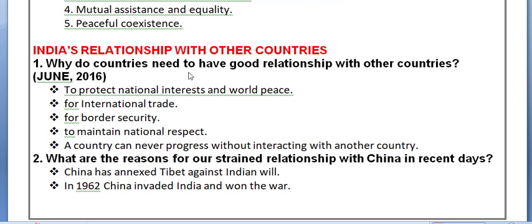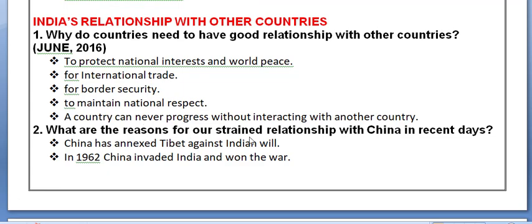The next question. India's relationship with other countries. Why do countries need to have good relationships with other countries? To protect national interests and world peace, for international trade, for broad security, border security, to maintain national respect. A country can never progress without interacting with other countries.